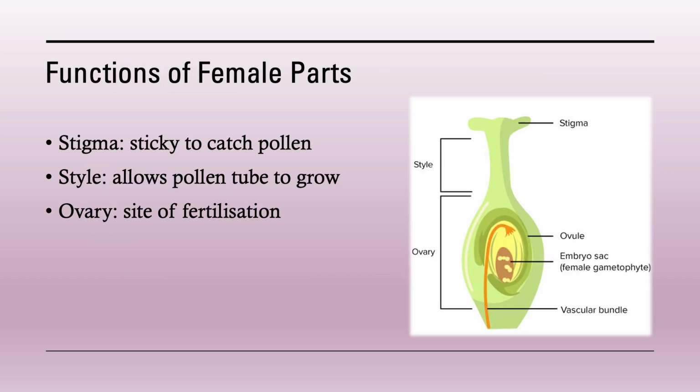The stigma is located at the top and is often sticky, which helps it catch pollen during pollination. The style is a tube that connects the stigma to the ovary and allows the pollen tube to grow downwards. The ovary protects the ovules inside, and it is where fertilization occurs.